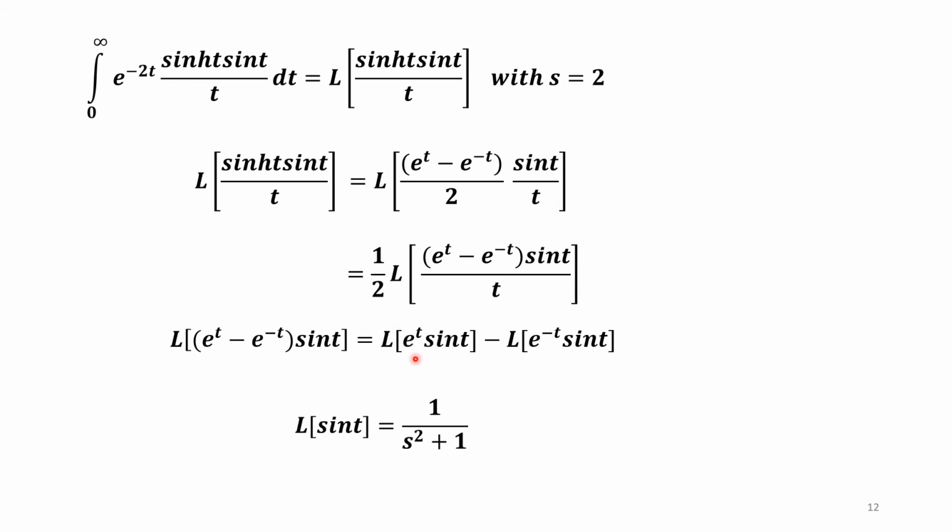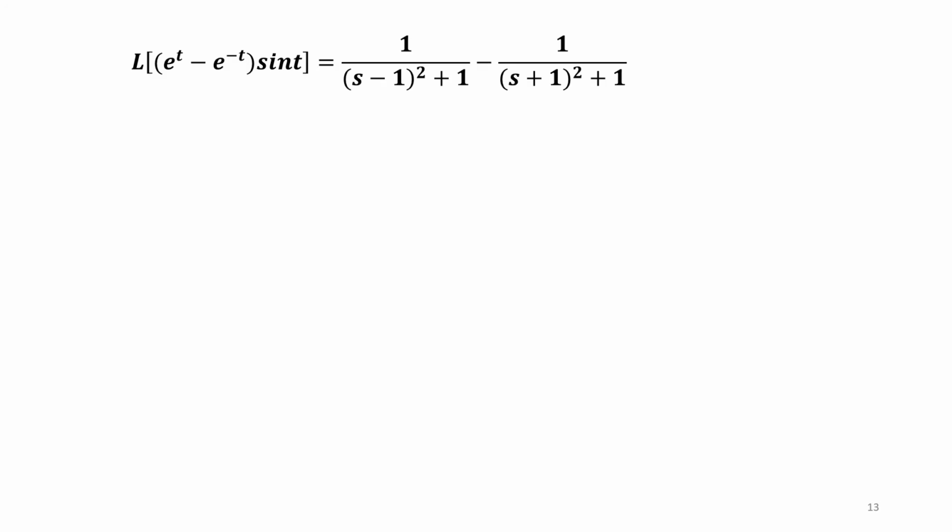Now calculating L of e raised to t sin t. So whatever is L of sin t, replace s by s minus 1. And in the second term, replacing s by s plus 1. So calculating L of sin t and applying the first shifting theorem to calculate L of e raised to t sin t. So here s has to be replaced by s minus 1 and here s has to be replaced by s plus 1. So s is replaced by s minus 1 in the first term and s plus 1 in the second term. So this is the Laplace transform of the numerator.